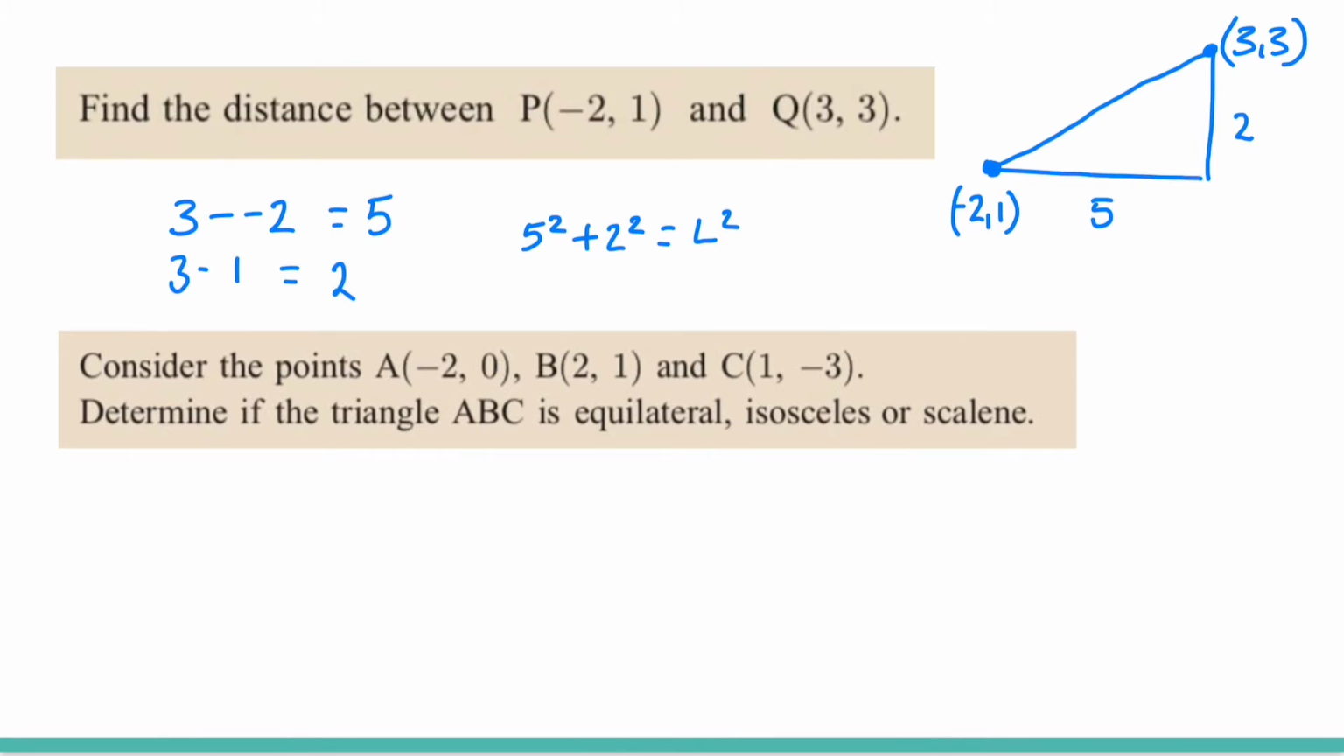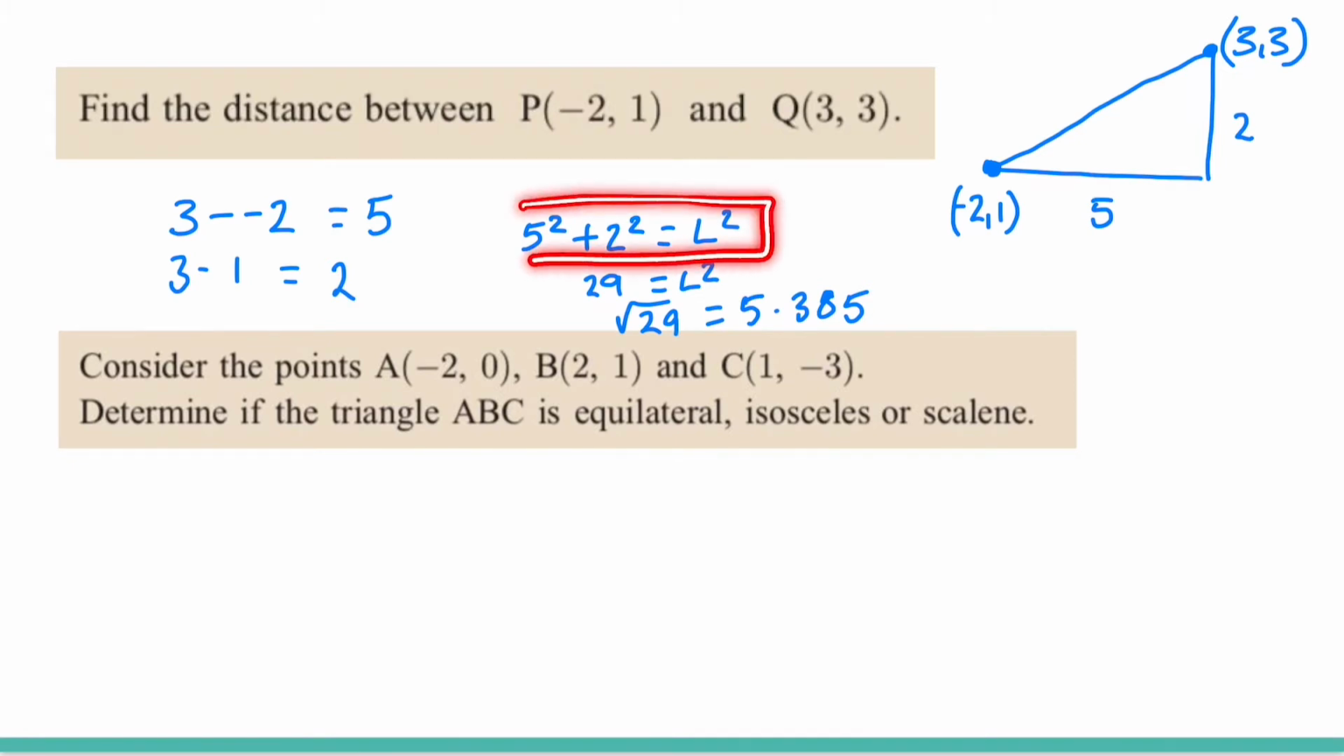And then again, you can either use Pythagoras and do it by hand. So 25 plus 4 is equal to 29. And then you need to find the square root of that answer. So the square root of 29, which is going to give you 5.385. Or you can type that straight into your GDC and use NSolve from this point, and that would give you the same answer.